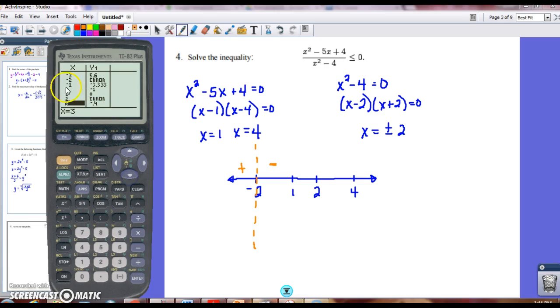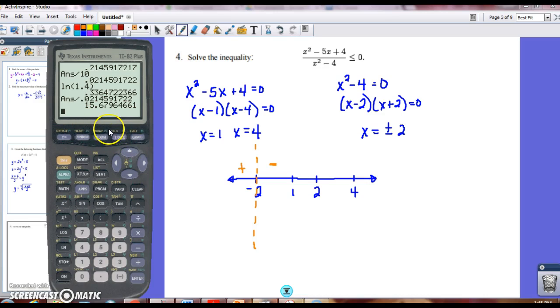Now, notice here that I jump from 1 up to 2, and there's nothing in between. So you can handle this a couple of different ways. You can calculate it by hand, just pick some number between 1 and 2, which to me seems like it would be a lot of work. What I would do, I'd go back to my home screen.